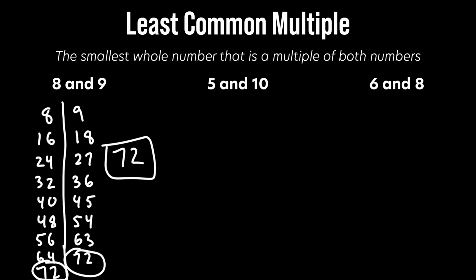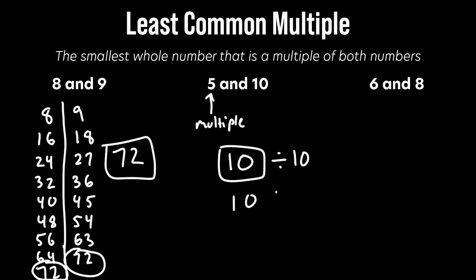So the next problem would be 5 and 10. What's the least common multiple of this? Well, we know 10 is a multiple of 5 because 5 goes into 10 twice. And so according to our rule, if one of the numbers is a multiple of the other, since 10 is a multiple of 5, then the least common multiple will simply be the larger number, which is 10 here. So the least common multiple will be 10. And of course we can verify this by saying 10 divided by 10 or 10 divided by 5. And surely enough, these both divide. So we know that 10 is our answer.